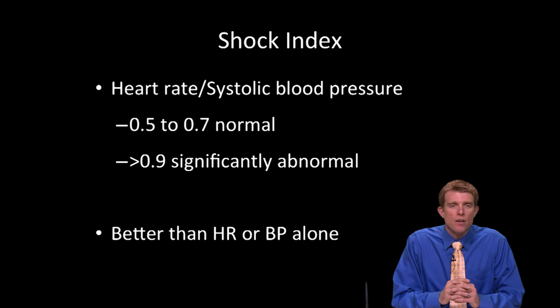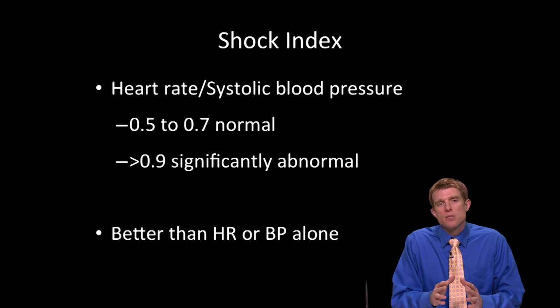So a typical heart rate, let's say, is 60 for an adult and a systolic blood pressure of, let's say, 120. So a typical healthy shock index would be 60 divided by 120, or 0.5. Now, that's what we find in most patients, where a normal shock index is 0.5 to 0.7. Anything greater than, let's say, 0.8 or 0.9 is considered significantly abnormal.